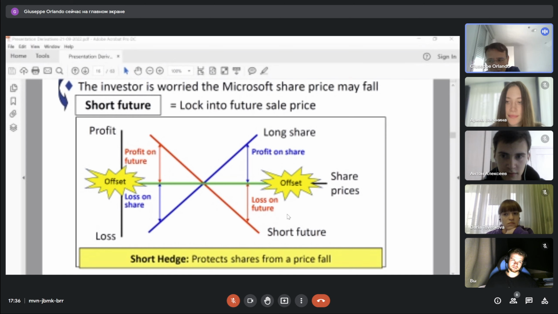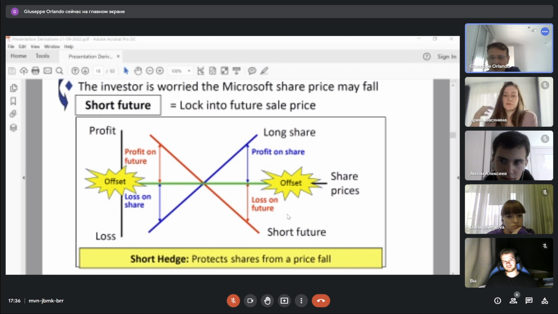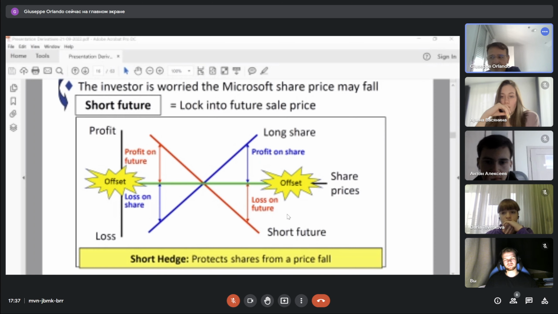But you don't want to sell your security. You want to have your security, but you don't want to sell it. You want to have exposure into this company, but you also have a risk. So what is your objective? Your objective, in this case, is to reduce your risk, so to hedge against a loss.